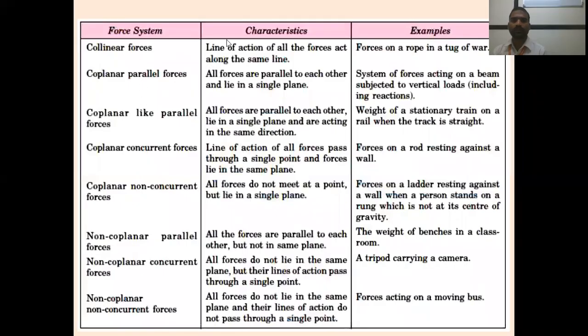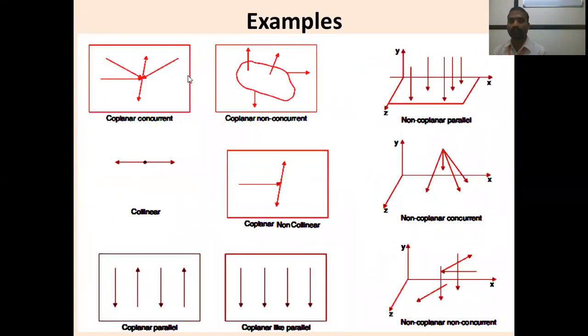Okay, these are the definitions. These are the different force systems, their characteristics and their examples. Instead of going through these definitions, first we will see the examples, that is with figures. You will get clear about all the definitions by looking at the figure.